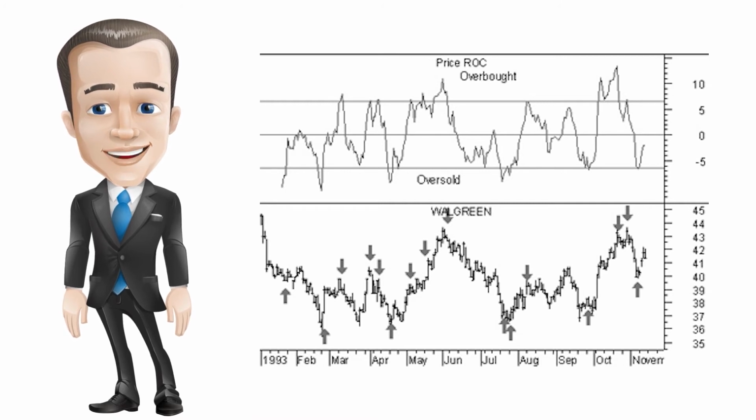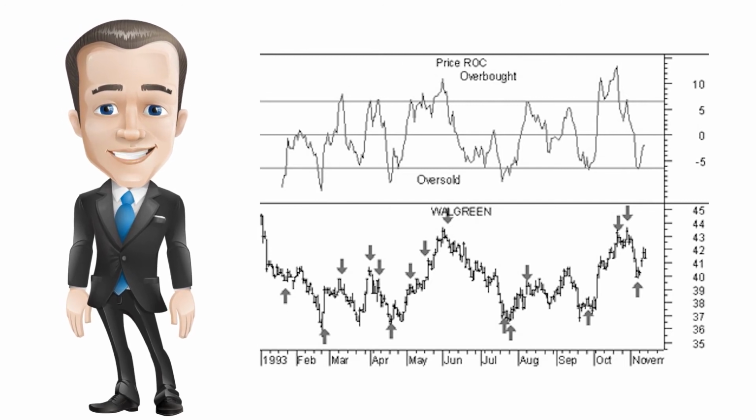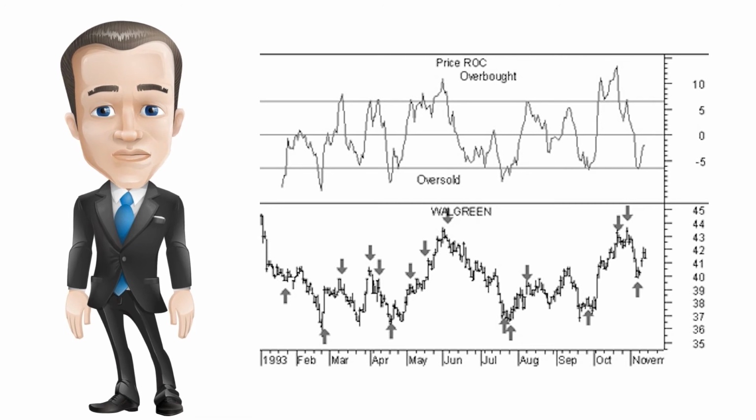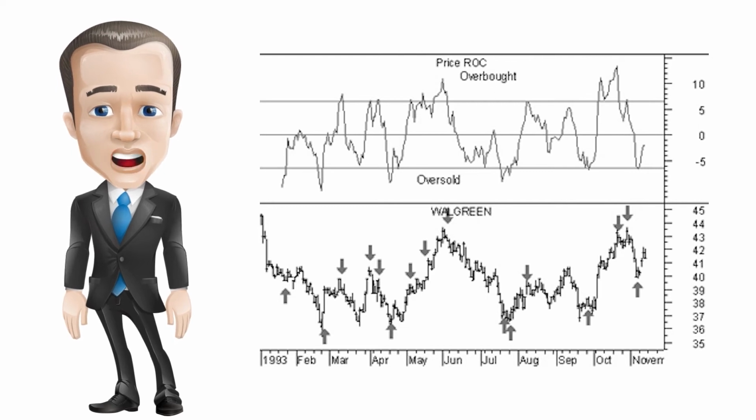I drew buy arrows each time the ROC fell below and then rose above the oversold level of minus 6.5. I drew sell arrows each time the ROC rose above and then fell below the overbought level of plus 6.5. The optimum overbought/oversold levels of plus or minus 6.5 vary depending on the security being analyzed and the overall market conditions. I selected plus or minus 6.5 by drawing a horizontal line on the chart that isolated previous extreme levels of Walgreens' 12-day ROC.